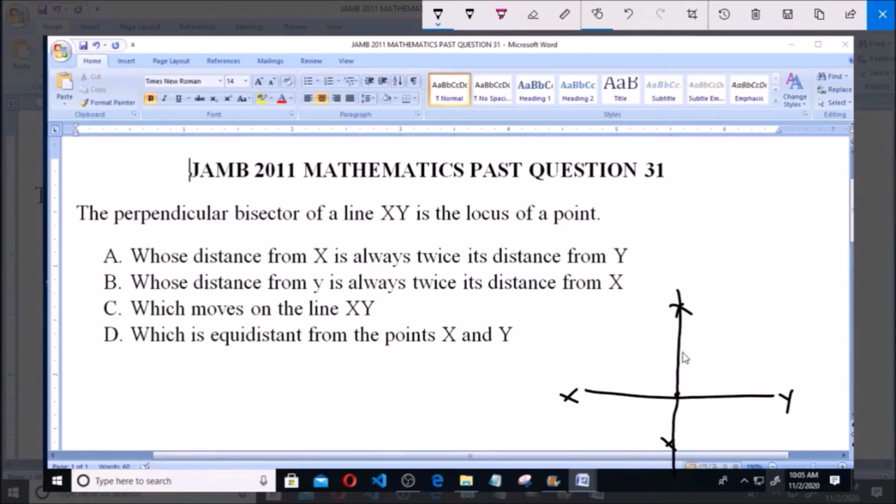Now this perpendicular bisector will be equidistant from this point x and y. This point is a locus of the point. The distance from x will be equal to the distance from y. So we can say it is equidistant from the points x and y, because here and here will be equal when you measure it. Take for instance the length of the line is 10 centimeter. Here will be 5 centimeter, and here will be 5 cm. So it is equidistant. So the answer is option D.